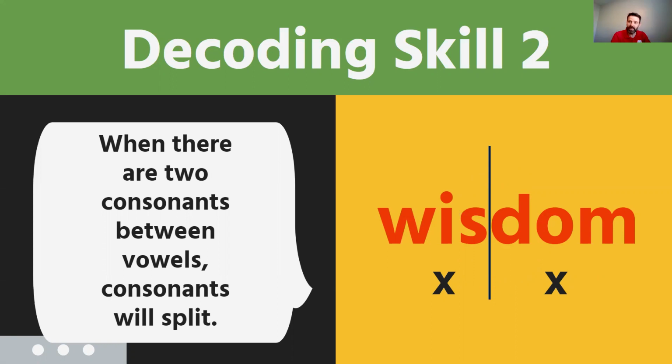Then we apply phonetic skills to each syllable. Our first syllable follows phonetic skill number 1. It has one guardian, so it will be short. Wis. The second syllable also follows phonetic skill number 1, so it will be dom, with the short O sound. Wisdom.